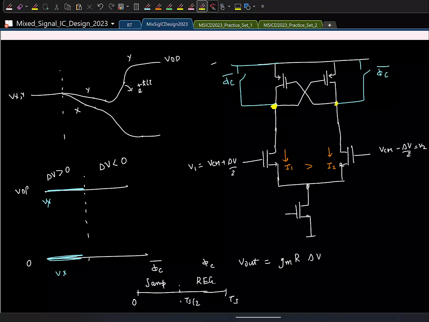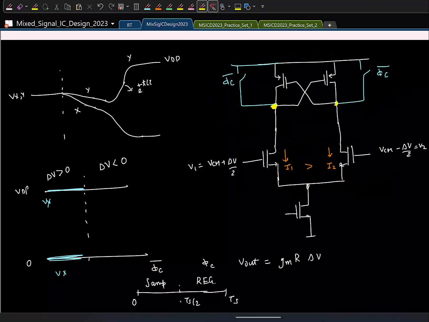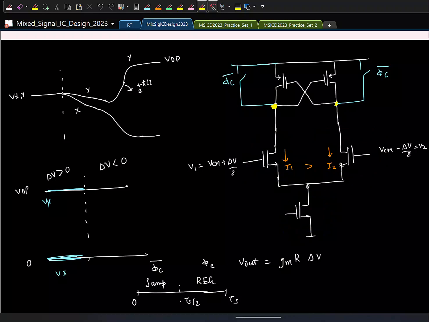And similarly, even this guy need not be active when we are resetting this, right? Isn't it? So you can even turn this guy off by turning this guy off. You don't need to unnecessarily draw current all the time. Only when we are activating the comparator, we will draw current. So even this we will clock at phi C like this.